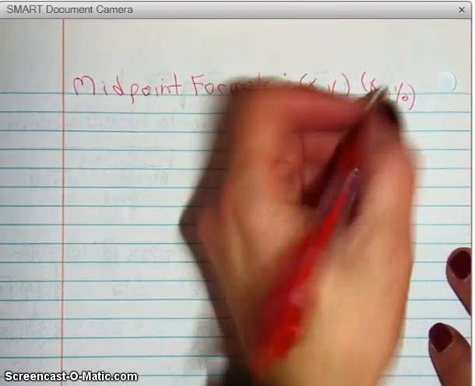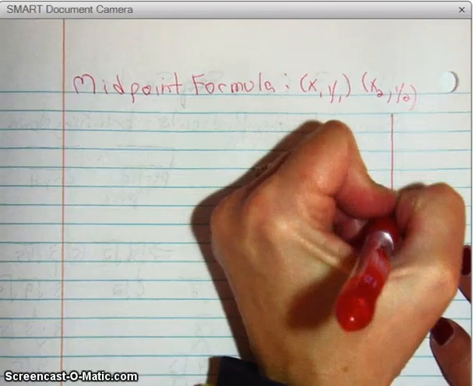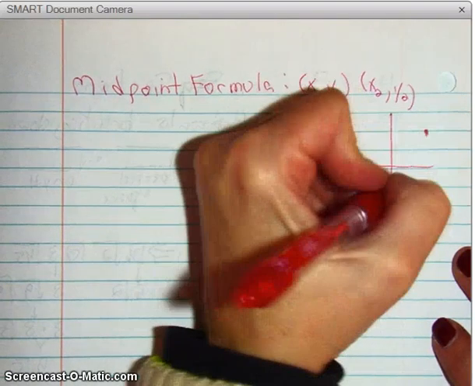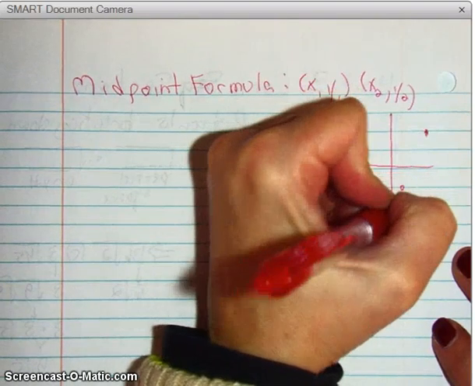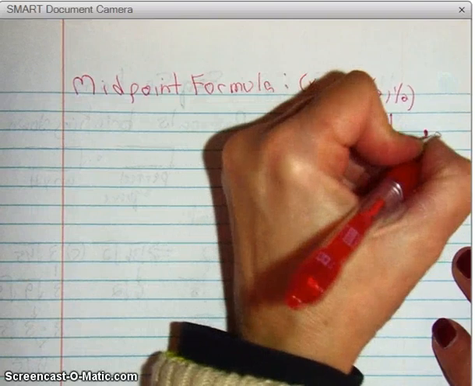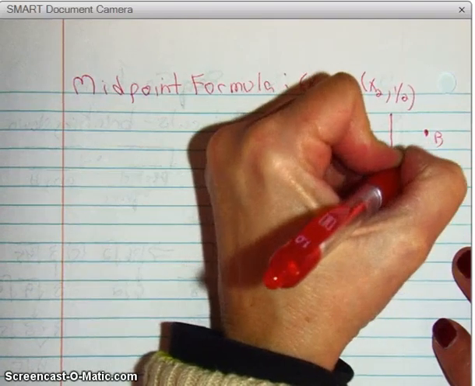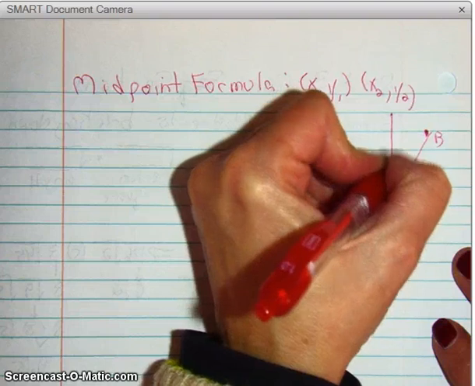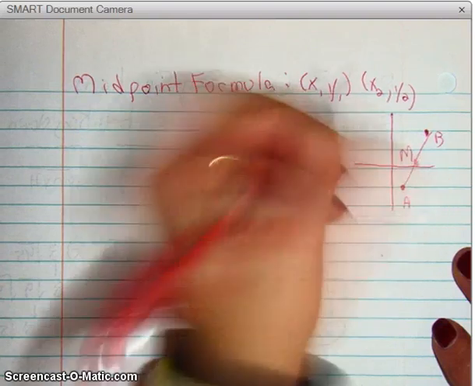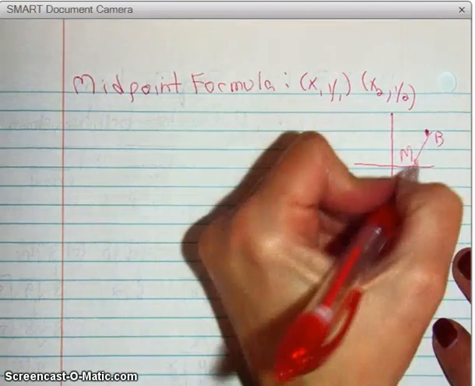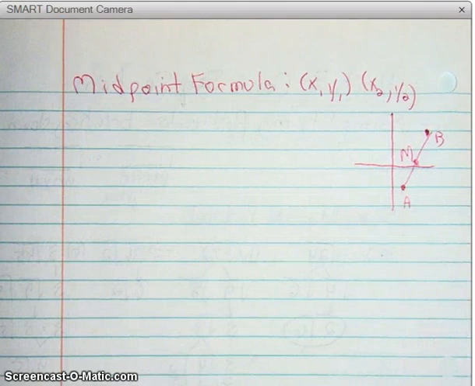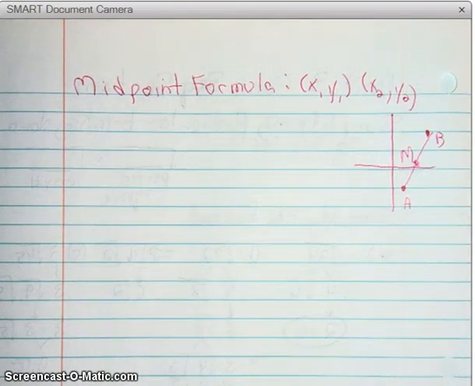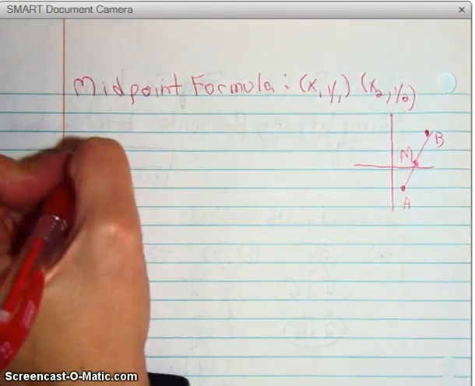What we're doing is we're trying to find the midpoint of a segment. So let's say one of the endpoints is here, one of the endpoints is here. Let's call this A and call this B. What we're trying to do is find big M. Do you know why we call it big M and not little m? What does little m usually stand for? Slope. Very good. So we don't want to get the two mixed up.